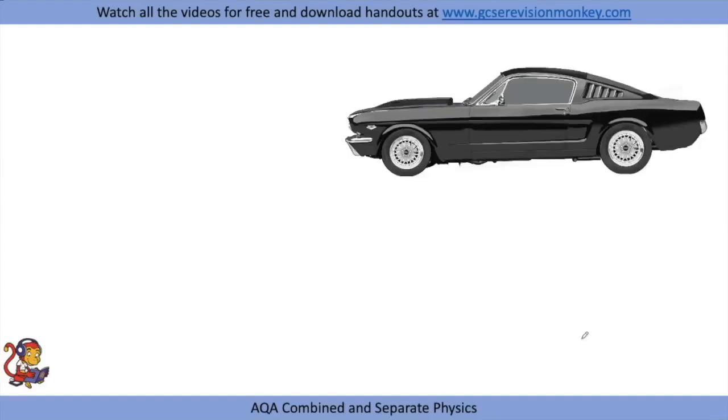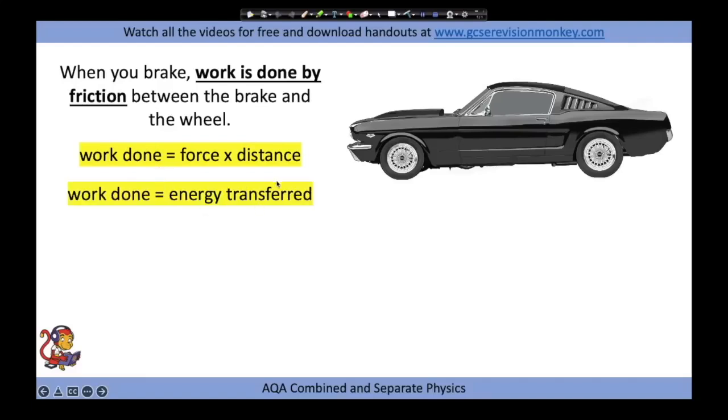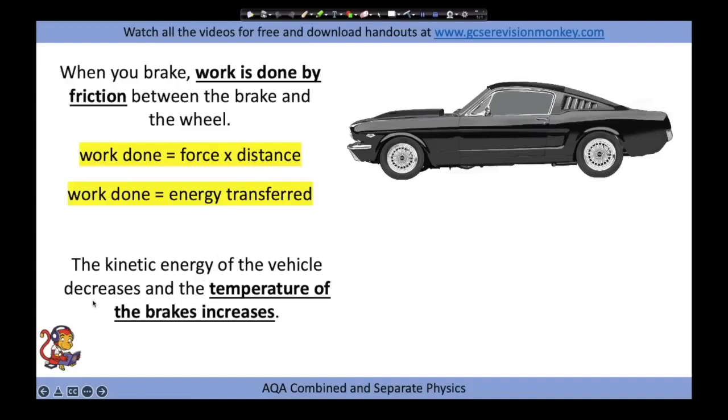When you brake, work is done by friction between the brake and the wheel, and that's because you will apply a force against the wheel to slow the car down. So you're doing work because work done is equal to force times distance. So if you apply force over a certain distance, you are doing work. And if you remember, work done is the same as energy transferred. So when we're doing work, we are also transferring energy. And in terms of a car slowing down, the kinetic energy of the vehicle decreases and the temperature of the brakes increases. So you've got a decrease in the kinetic energy store of the vehicle and an increase in the thermal energy store of the brakes.